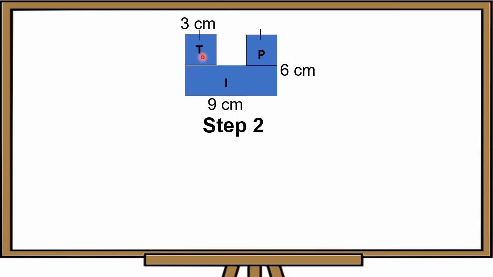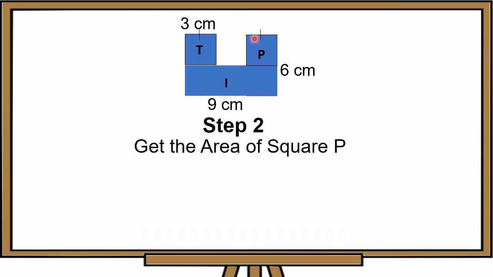Step 2, we are done in getting the area of our first square. Now, it's time to get the area of our second square, which is square P. So, what is the measurement of the side of our square P? Kung titignan mo, dito kay T, merong isang guhit at kay P ay may isang guhit. Ibig sabihin, magkasukat sila ng side. Okay? So, let us get the area of our square P.